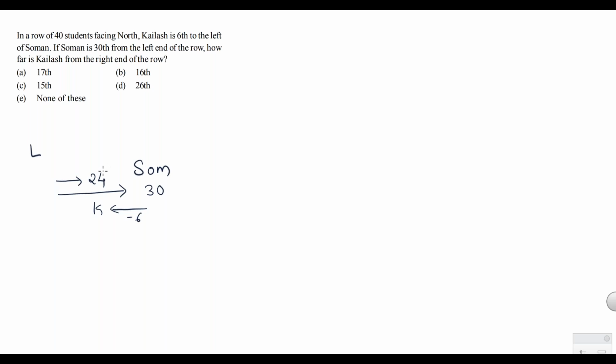Now the question is, how far is Kailash from the right hand? So from the right hand, what is Kailash's position? That is total minus 24 plus 1. Total minus position from left hand plus 1. 16 plus 1, 17. So the position of Kailash from the right hand should be 17. Answer option A.